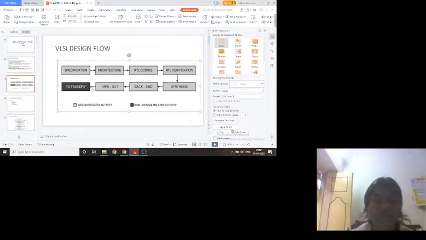After the finally tested chip is given to the foundry for the fabrication of a 3D IC. Here, all the design related activities are represented in light gray color, and non-design related activities are represented by a dark gray color. That is the foundry part. Now, this is a VLSI design flow, which the chip design methodology has to undergo right from specification to the foundry scale.